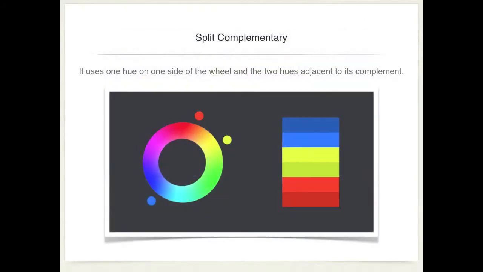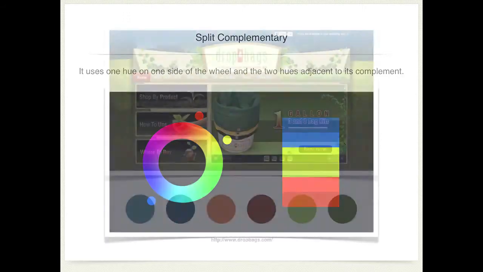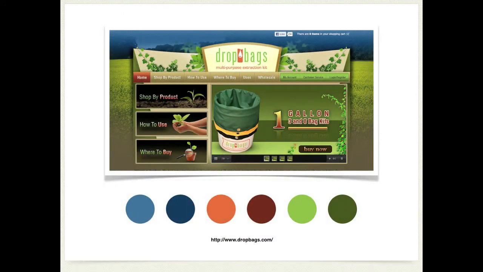Next one is split complementary. Now this one is a bit twisted. Instead of using opposite colors like a complementary color scheme, we'll be using colors that are adjacent to the hue opposing your base hue. In other words, it will use one hue on one side of the wheel and the two hues adjacent to its complement. And here's an example of drop bags, who uses green, blue, and the kind of orange towards red.